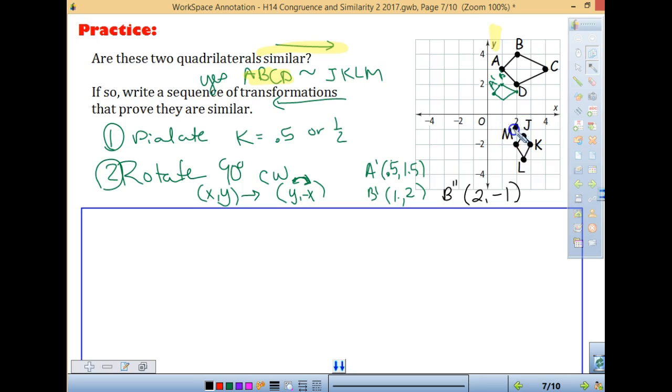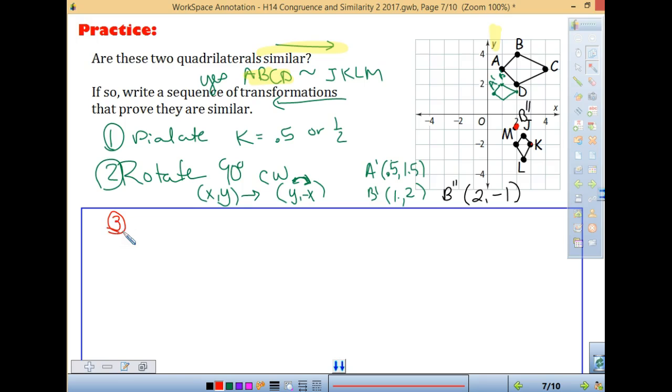Oh, it's so close, right? I need to get it here. This is my B double prime. I'm changing color here for you. I'm trying to get this point to be the same as K. I'm almost there, right? So I have this rule. What's my third one going to be then?